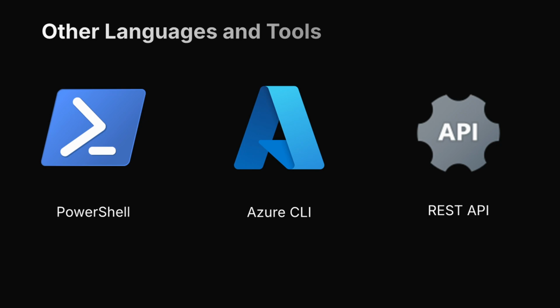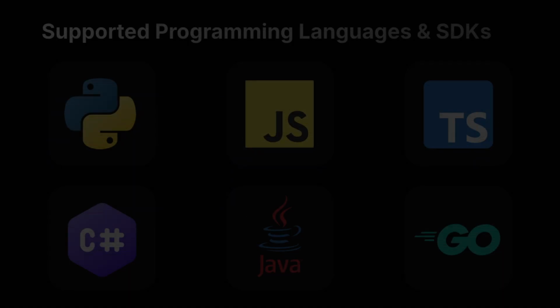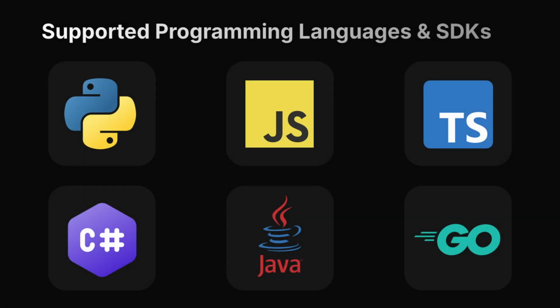Next one is REST API. At its core, Azure OpenAI is accessed through REST APIs. This means any programming language capable of making HTTP requests can technically interact with the service. However, using the officially supported SDKs like Python, JavaScript, TypeScript, C#, Java, and Go is highly recommended for ease of use, better integration, and access to high-level abstractions.